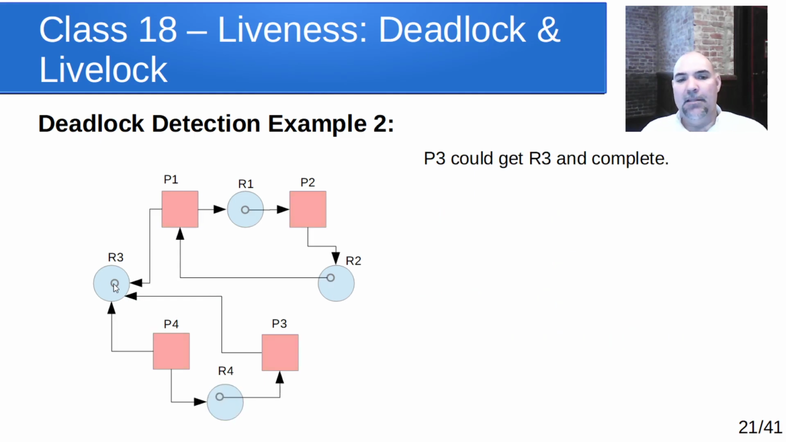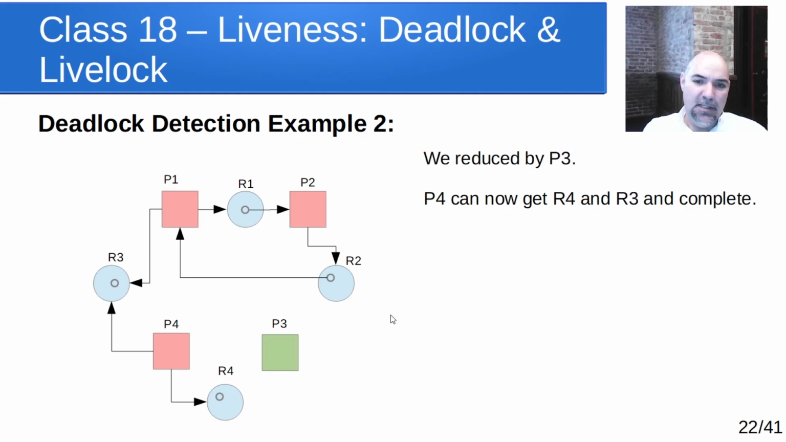All right, let's look at a different example. So here we've got 4 processes, P1, P2, P3, P4. We've got 4 different resources, and all the resources only have 1 of each. So notice that P3 could get R3 and complete. So P3 is right here. It already has R4. It could complete by getting R3. So we can reduce it. P4 can now get R4 and R3. So P4 could get, there's that available and that available. It could get, it's like its hands reaching out. It could grab both of those and it could complete.